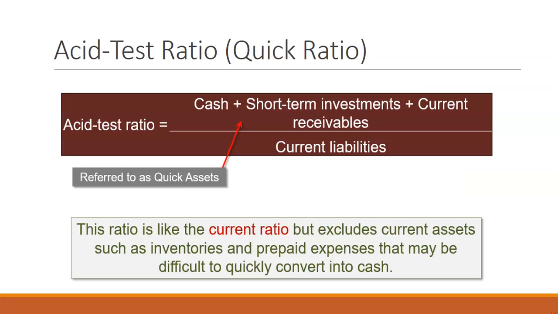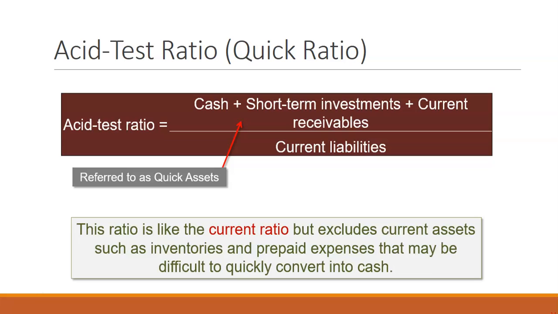The acid test ratio is similar to the current ratio. This is also called the quick ratio. The current ratio includes all current assets, but the acid test ratio removes inventories and prepaid expenses because it recognizes that inventories and prepaid expenses might not be able to be converted to cash very quickly. So with the quick ratio, we look at cash, short-term investments, cash equivalents, and current receivables divided by current liabilities.